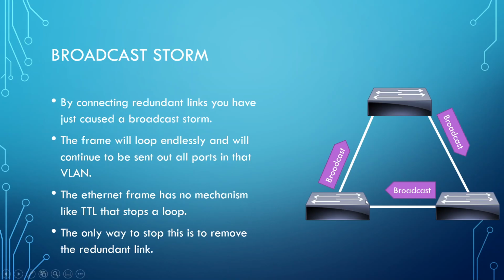Now, this switch has received a broadcast frame. What is this switch going to do? It's going to forward that frame out every single interface apart from the interface it received that frame on. So in this case, it's not going to forward it out this interface, but it'll forward it out this interface. Now, when this switch receives the frame, what's it going to do? It's going to forward the frame out every single interface apart from the interface it received the frame on. So it forwards it back down to this switch. Now, what is this switch going to do? It's going to forward that broadcast frame out every single interface apart from the interface it received the frame on.